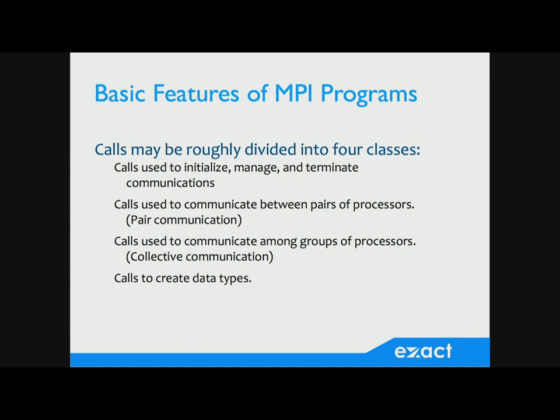And then we can also have collective communication, that are calls used to communicate among a group of processors. We will see a few of them. There is also another important class, but we don't have time to touch it. It's that by means of MPI, you can also create your own data type.